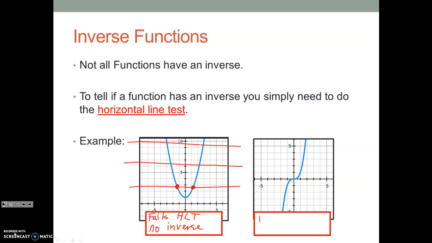Since it passes the vertical line test, or not vertical, I'm sorry. It passes the horizontal line test. And since it passes the horizontal line test, that means it has an inverse. Okay? And that is what inverse functions are. That is how we tell if they have inverses. The next video that we go over will be finding the inverses of functions.